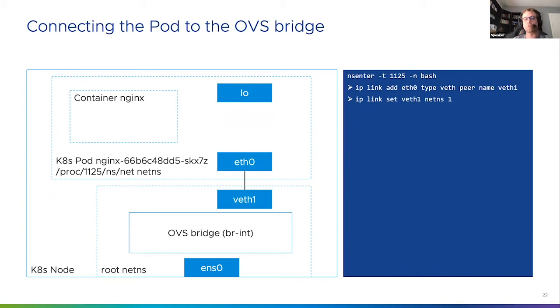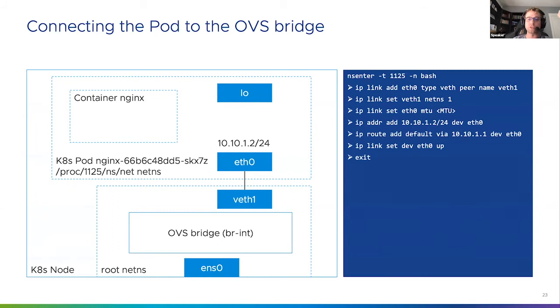So speaking of which, we will now move one of the two interfaces from the pod's network namespace, where we created the veth pair, to the root network namespace of the host. And we can see the command for that on the right-hand side. So Kubernetes asked us to use eth0 as the network interface name for the pod. So we need to make sure that we keep eth0 in the pod's network namespace.